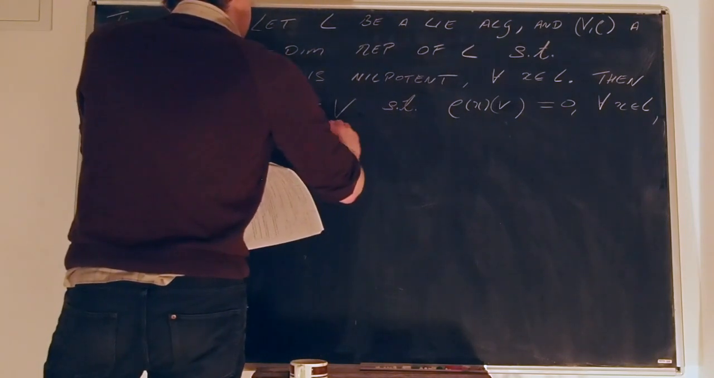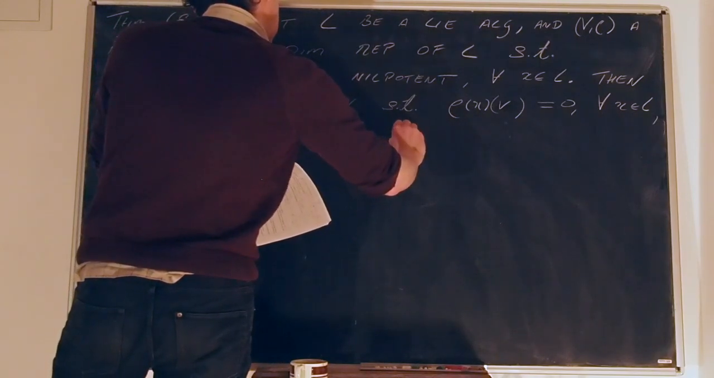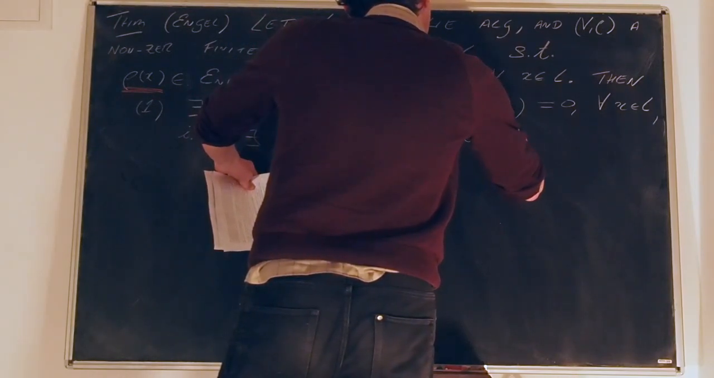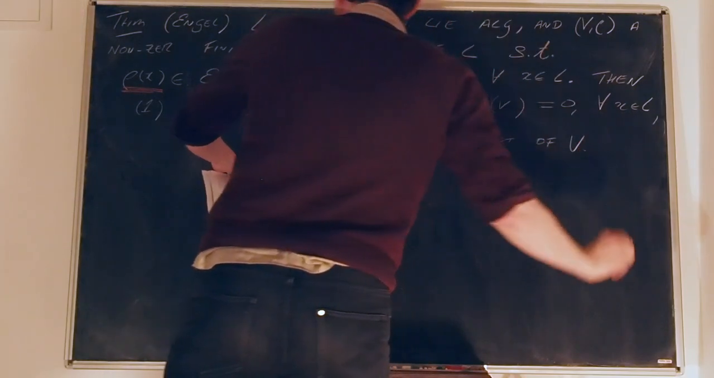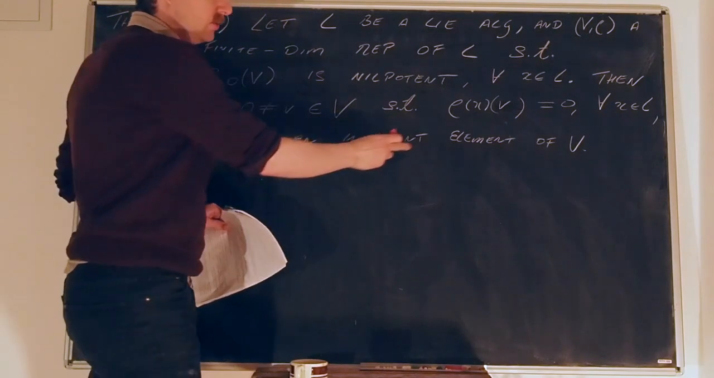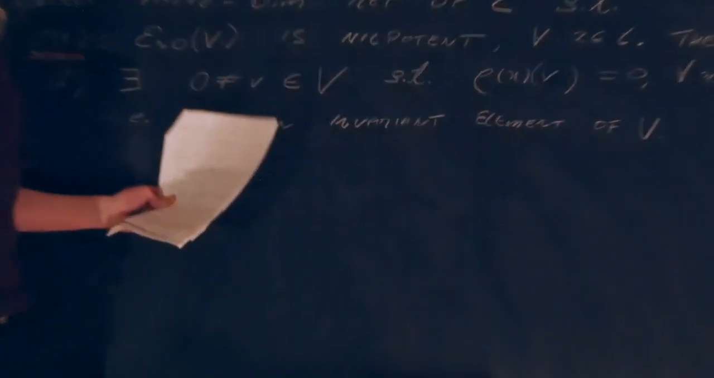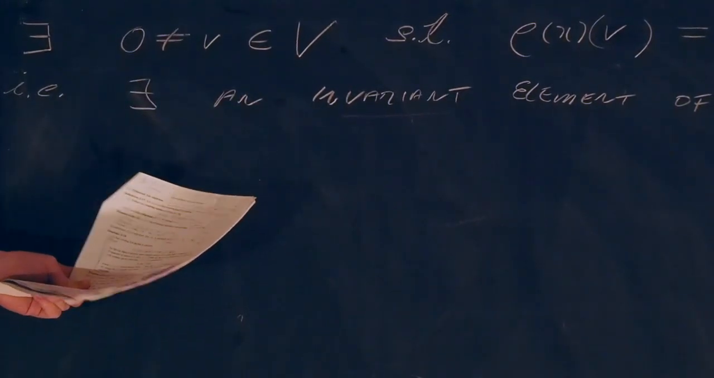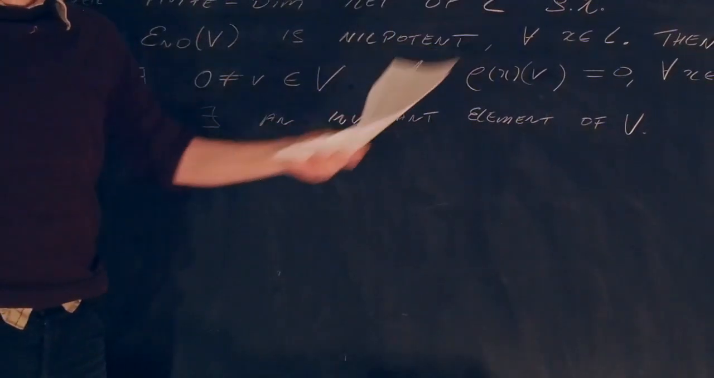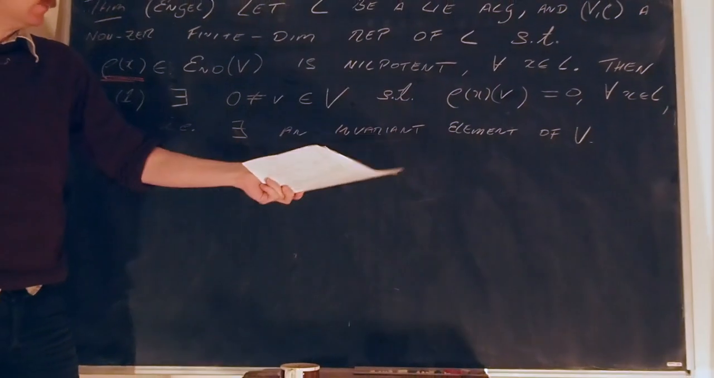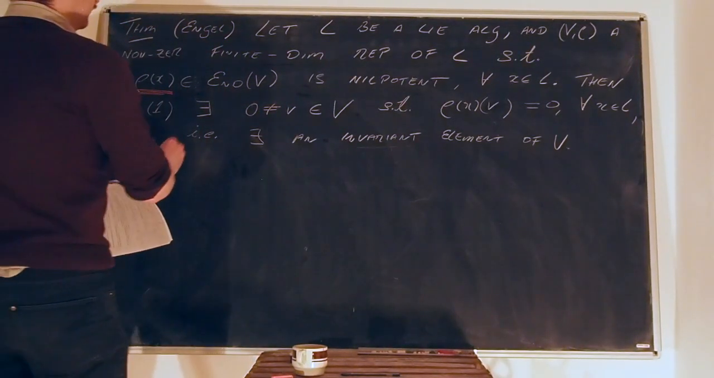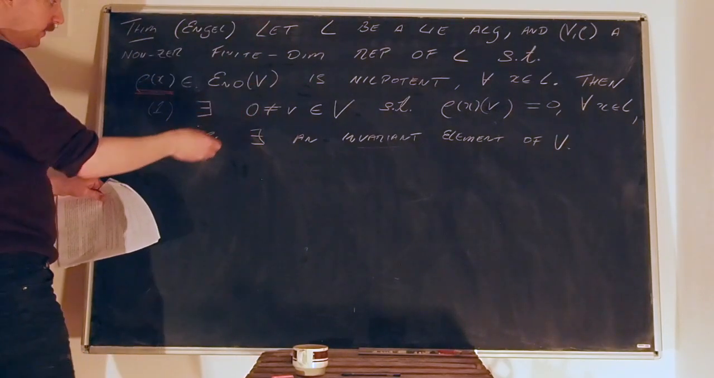That is, there exists an invariant element. Remember we defined this last week: an element inside a representation is called invariant if it was killed by every element of the Lie algebra that we're representing. Just a name, and just repeating the definition. So, given such a setup, we have an invariant element in the representation.